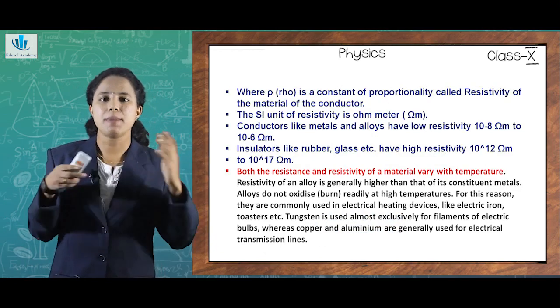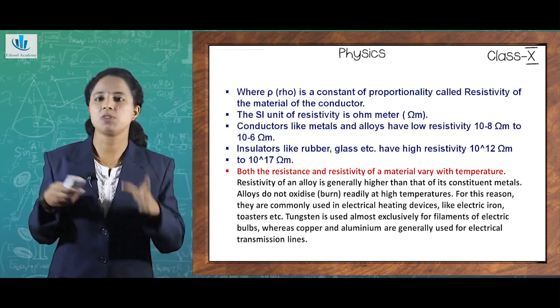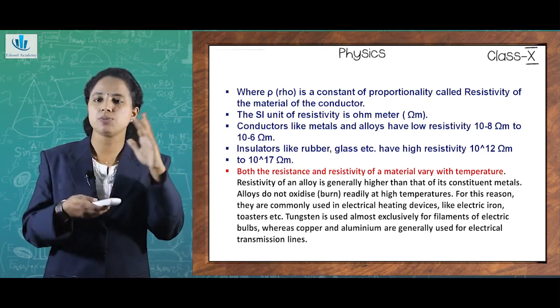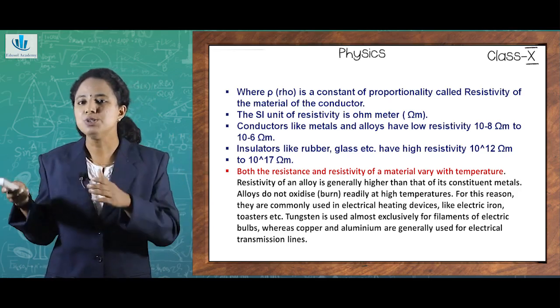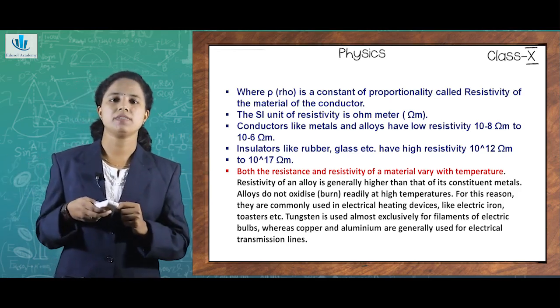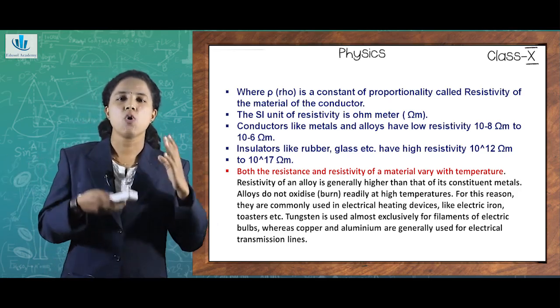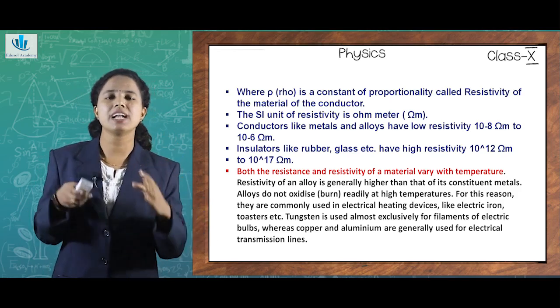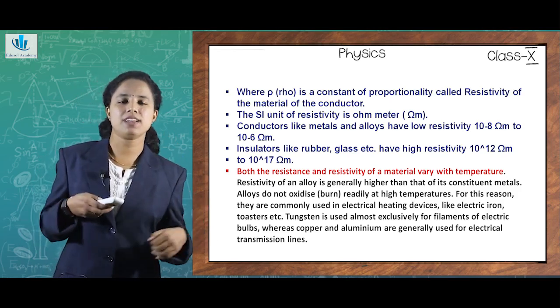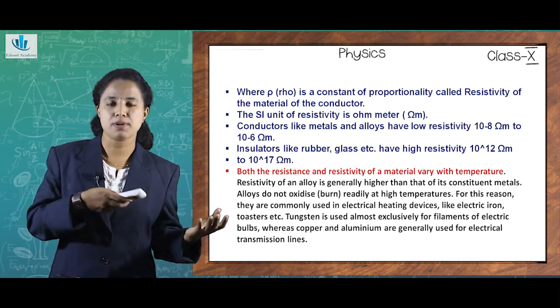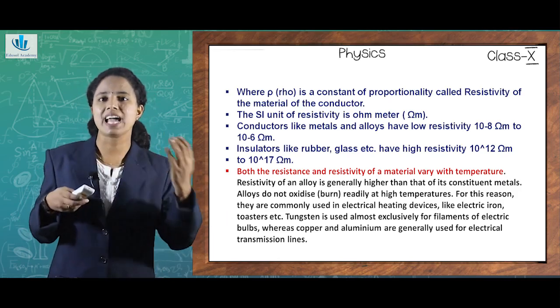Conductors like metals and alloys have low resistivity, like 10 raised to minus 8 ohm meter to 10 raised to minus 6 ohm meter. Whereas insulators, those materials which do not conduct electricity well, such as rubber or glass, have very high resistivity.